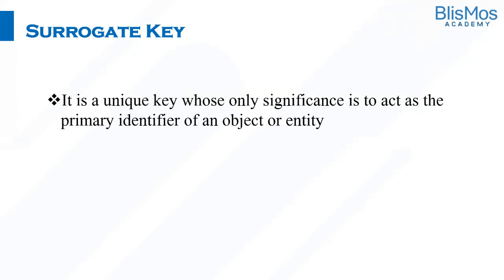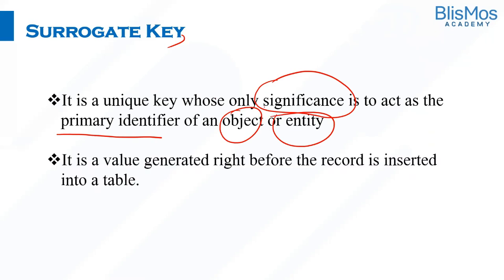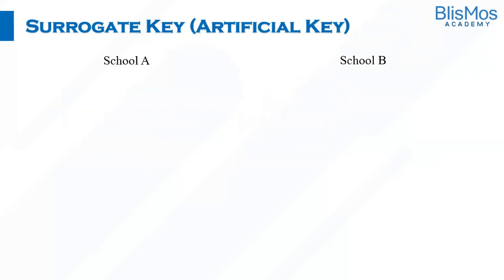Since it is not a natural key, a very important aspect of the surrogate key is to only act as a primary identifier of an object or an entity. So when do we really generate the surrogate key? We generate the surrogate key right before the record is inserted into the table, because we know natural key cannot be a unique identifier. Just before we are inserting the record into a table, we generate the surrogate key and insert the record.